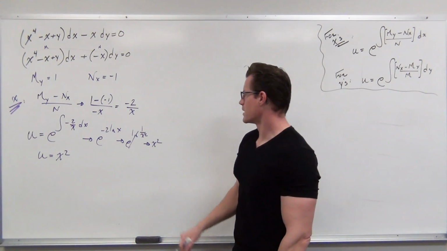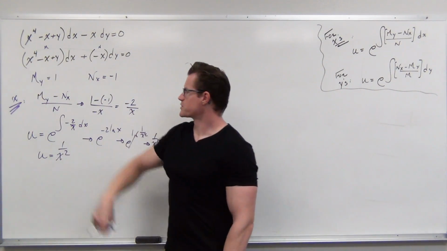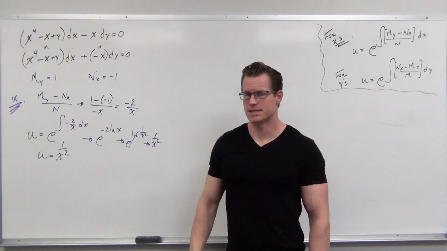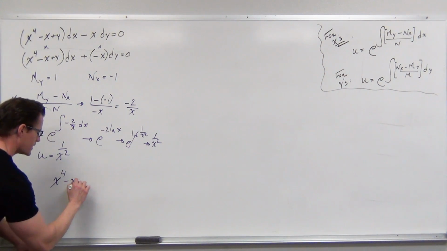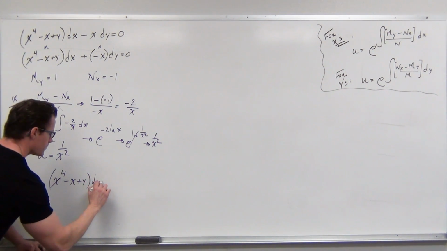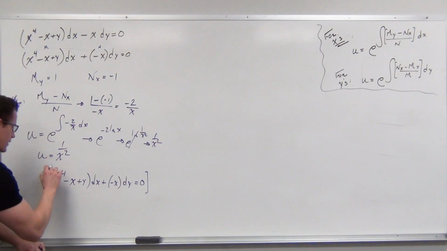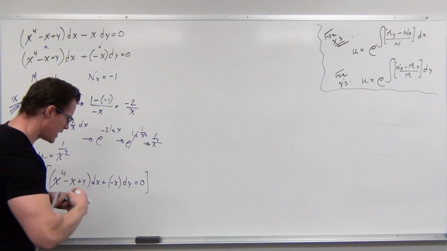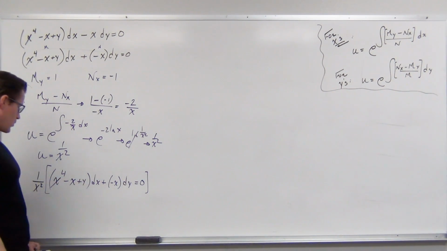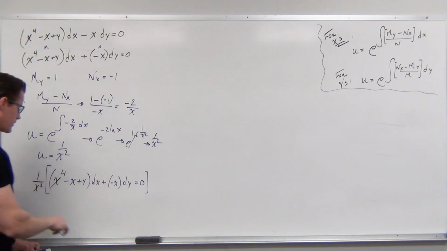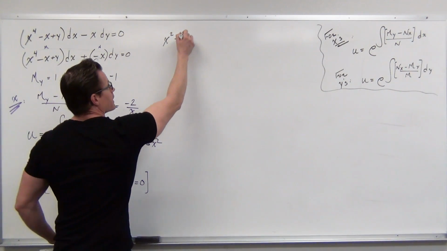What we're going to be doing is we're going to multiply this entire differential equation by 1 over x squared, and it is going to change it into an exact differential equation. So let's do it. X to the fourth minus x plus y all dx plus negative x dy equals 0. We know that. And we're going to multiply all of this, distributing through everywhere we need to, by our integrating factor of 1 over x squared, and let's see how that works out for us. So I'm going to move up there and get x squared. We're going to get minus 1 over x.